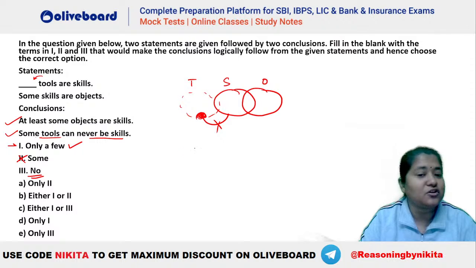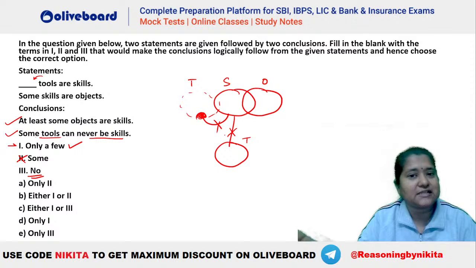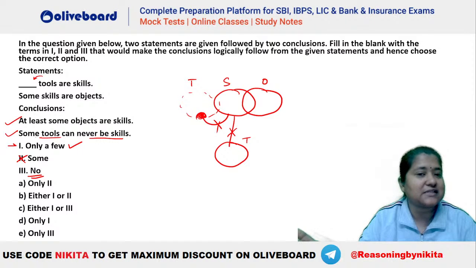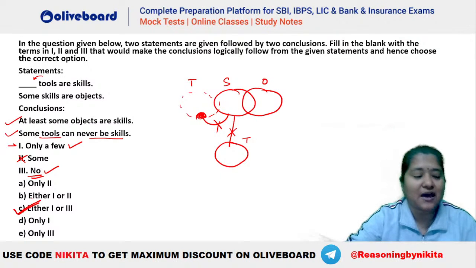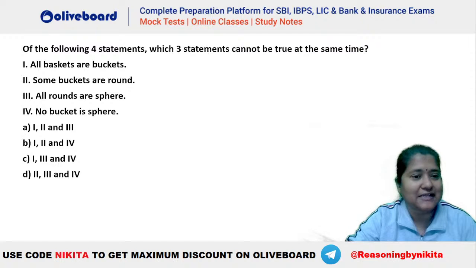Let's say if we add no. So that means no tools are skills. This is your tool. This is your skill. So that means if no tools are skills is true, some tools are not skills is also true, isn't it? So if a universal is added, its particular format anyways becomes automatically true. That means this is also there. That means it has to be either 1 or 3. Option number C, isn't it? So Abhirami, absolutely. Option C would be the right answer here.